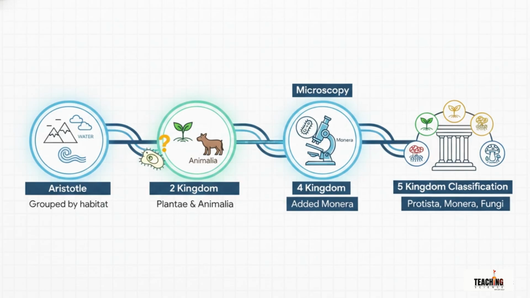Later on, Carolus Linnaeus gave us the 2-kingdom system, plants and animals. But then where do you put an amoeba? It moves around like an animal, but it's a single microscopic cell. As microscopes got better, scientists discovered that some cells completely lacked a true nucleus, which led to the creation of Monera. And finally, because fungi absorb dead matter instead of doing photosynthesis, Robert H. Whittaker proposed the ultimate 5-kingdom classification in 1969.